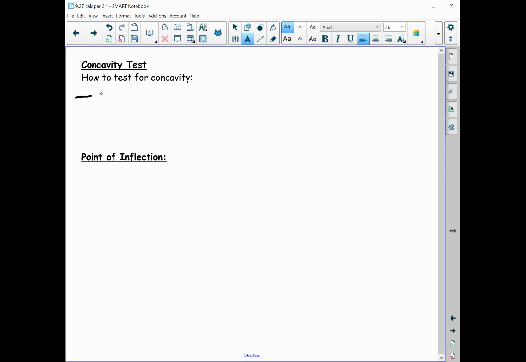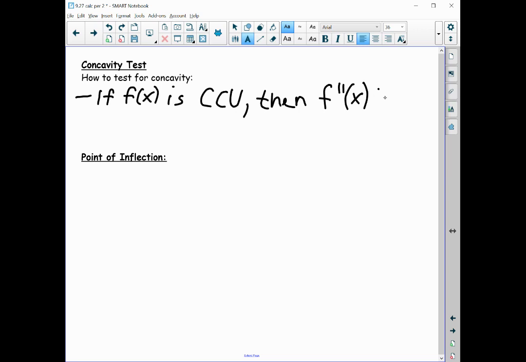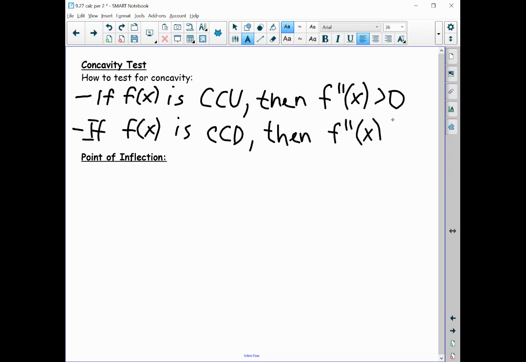If f of x is concave up, there we go, then f double prime of x is positive. If f of x is concave down, that means f prime would be a decreasing function, which means its slopes, or f double prime, is negative.